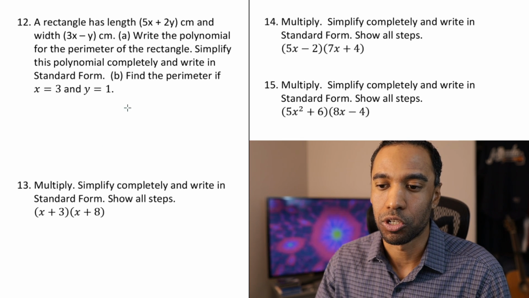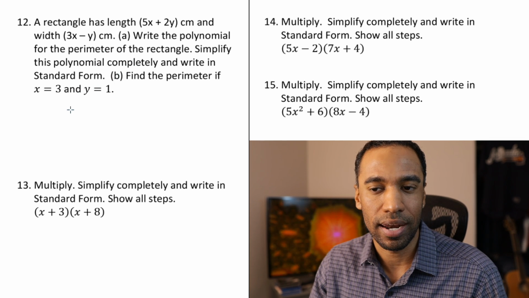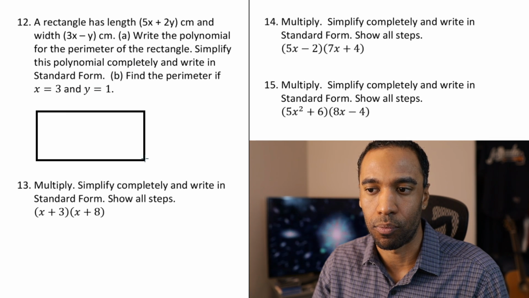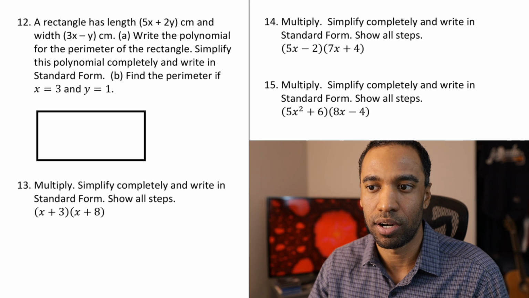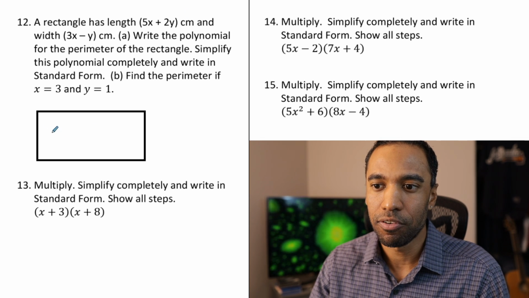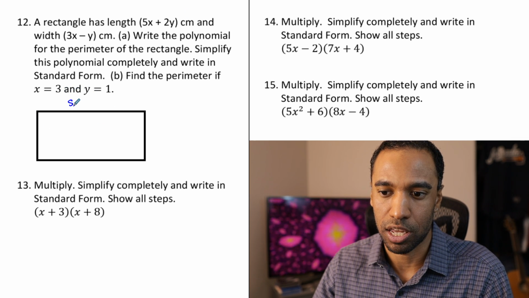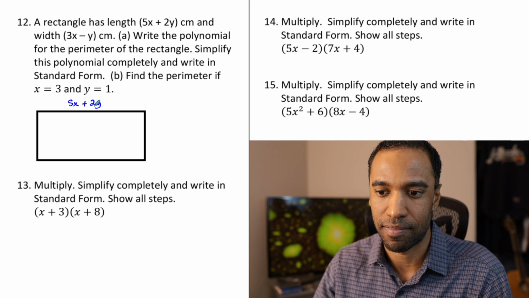You don't have to. I'll show you what we're going to do here. I'm going to do a draw-it-out kind of thing. I'm going to draw out a rectangle, guys, so you can make sense of finding perimeter. So we have a perimeter of 5x plus 2y centimeters. I'll write that on top right here, 5x plus 2y.